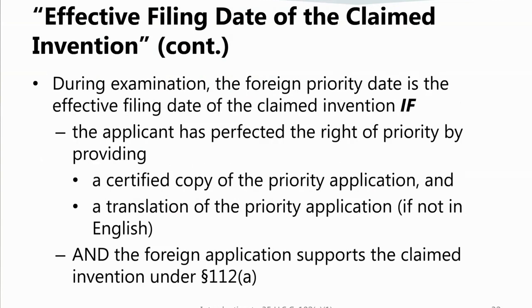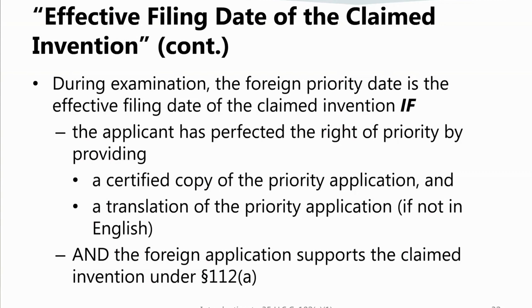In order for the foreign priority date to be treated as the effective filing date during examination, in addition to the claim or request for such priority, a certified copy of the foreign application must be provided, as well as a translation of the application if it is not in English. This is known as perfecting the right of priority.